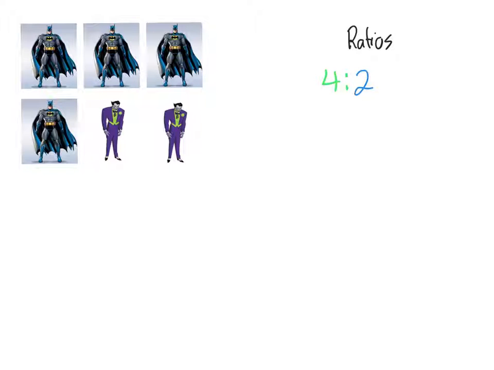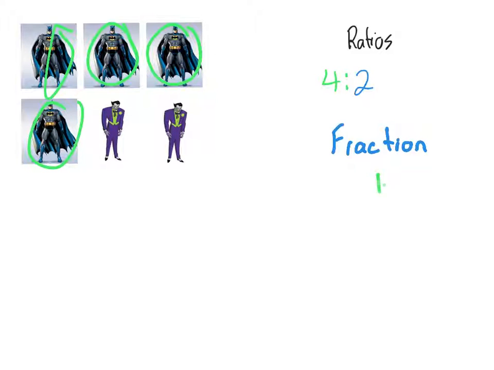When I'm looking at a fraction, it is a comparison of one thing. So we're going to look at people who live in Gotham. That would be my one thing. If I wanted a fraction of the Batmans in Gotham, I would then again count how many Batmen I have. 1, 2, 3, 4. I'd write 4.